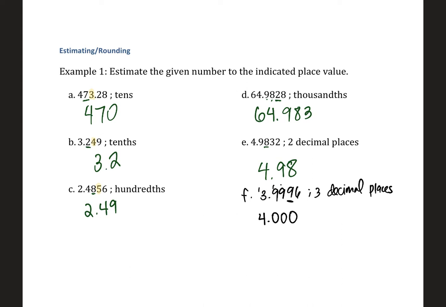So 4.000. And since it does say 3 decimal places, you have to leave those 3 decimal places. So even though there are 0s, and typically when you're dealing with decimals, a 0 at the right side doesn't matter after the decimal place, for this one, you do need it.